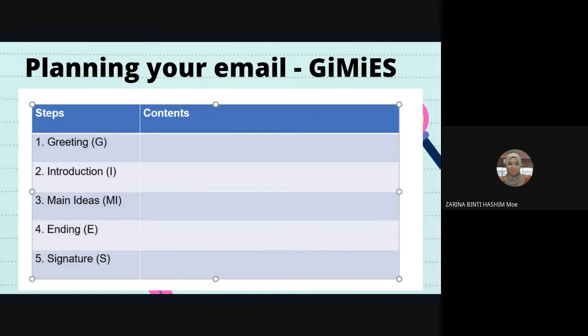The first step is G. G stands for greeting. Let's see what greeting means. What do you normally write for greetings? Who knows what we normally write for greetings? Who can tell the class? Or you can type in the chat. What do we normally write for greeting?